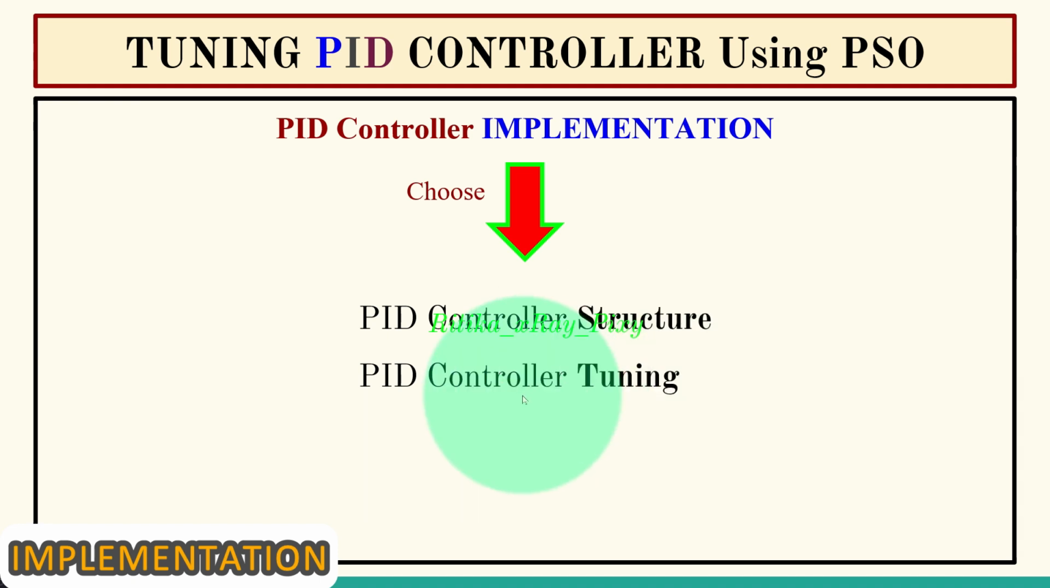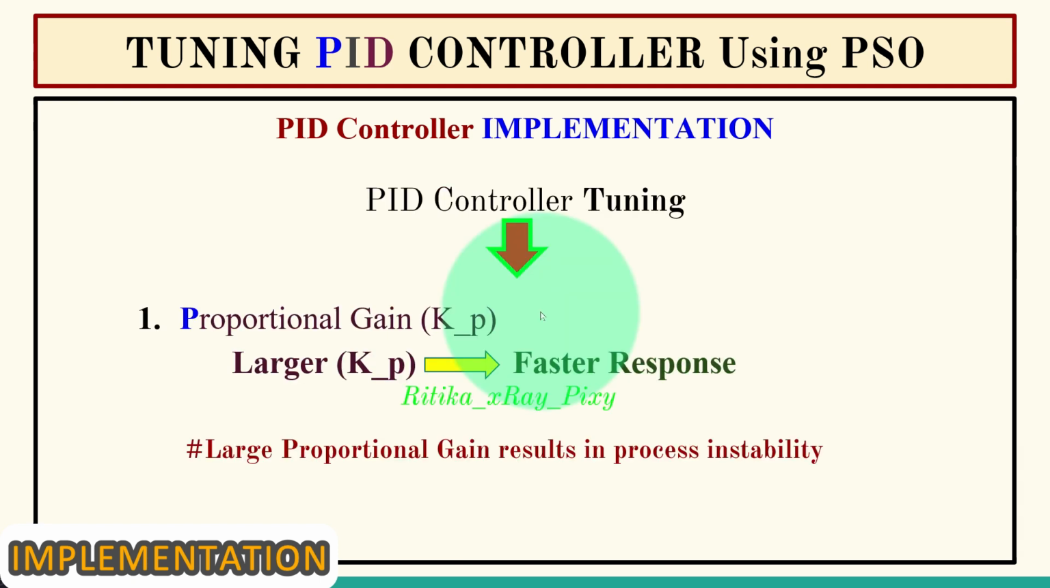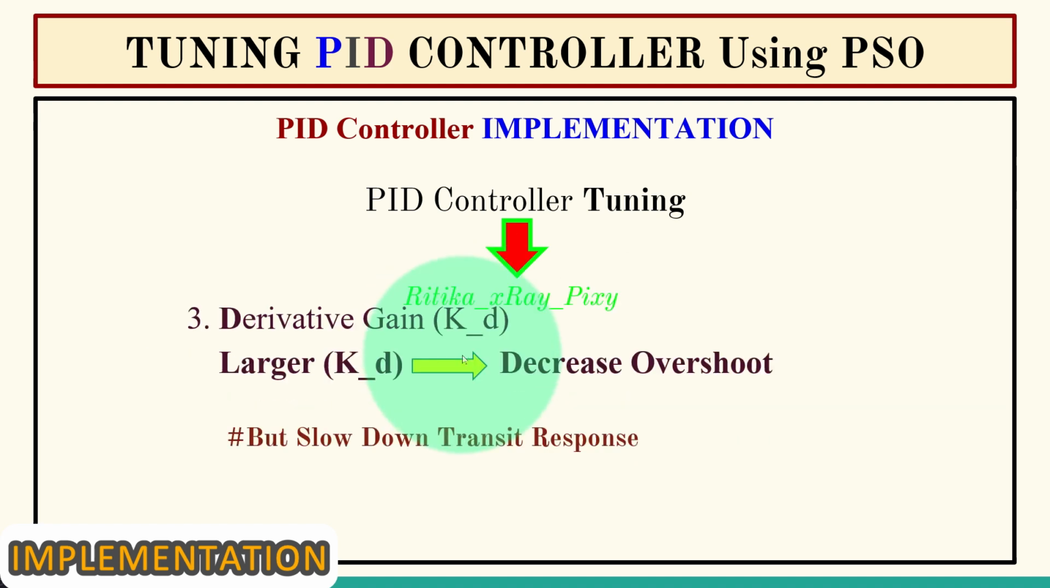Next we will choose the numerical values, or we can say PID coefficients, to tune the PID controller. That is the tuning. We need structure, then we need proper parameter tuning. In tuning we choose the numerical values for the PID parameters. PID constants are tuned in terms of their proportional gain, integral gain and derivative gain.